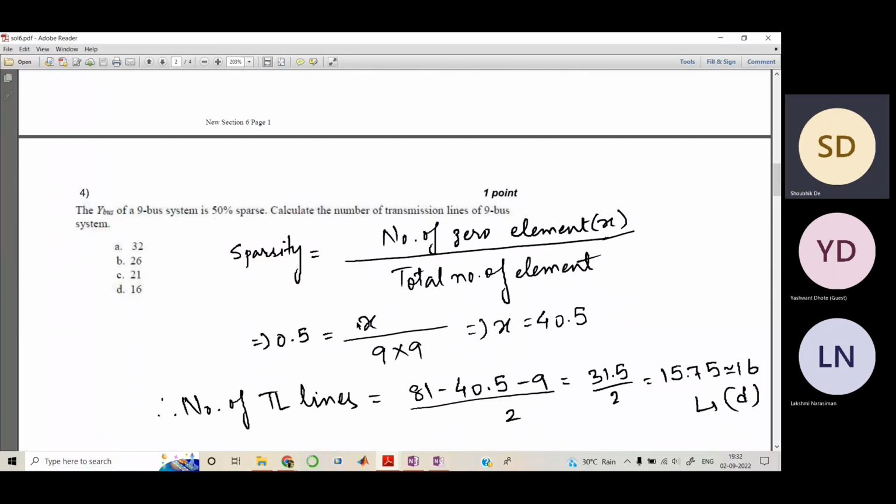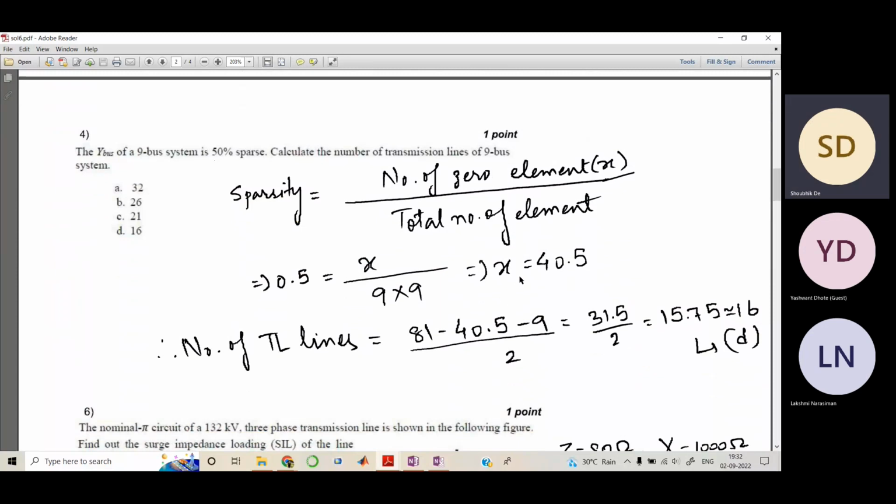Sparsity is 0.5, and let's say the number of zero elements is x. Since this is a 9 bus system, this is a 9 cross 9 matrix, so the total number of elements would be 81. So x would be 40.5. So the total number of non-zero elements would be 81 minus 40.5.